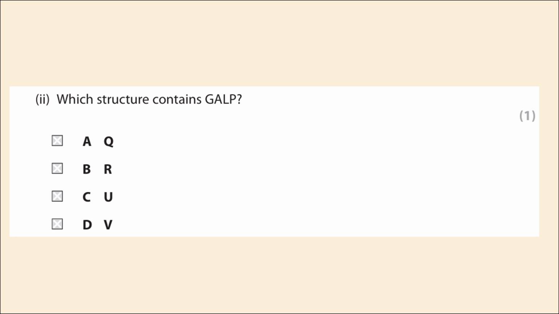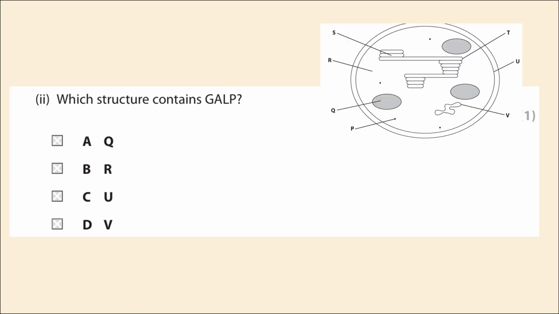This is the second part of the same question, which structure contains GALP, and GALP stands for glyceraldehyde 3-phosphate, a compound produced during the light-independent reactions of photosynthesis.